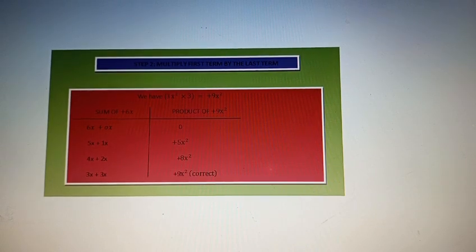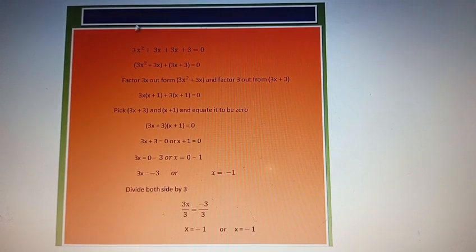We now move towards step 3, which means replace plus 6s with 3s plus 3s in the given equation. The equation is 3s squared plus 6s plus 3 equals 0. In place of this 6s now, we are going to put 3s plus 3s. So we now have 3s squared plus 3s plus 3s plus 3 equals 0. Then we group them with brackets: 3s squared plus 3s, plus 3s plus 3, equals 0. When we check what they have in common, both of them have 3s. We factor 3s out from 3s squared plus 3s, and we factor 3 out from 3s plus 3. Then we now have 3s open bracket s plus 1 plus 3 open bracket s plus 1.